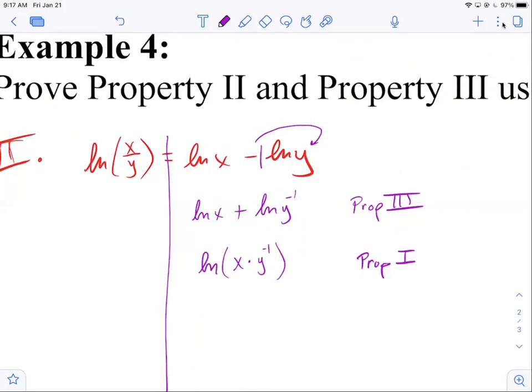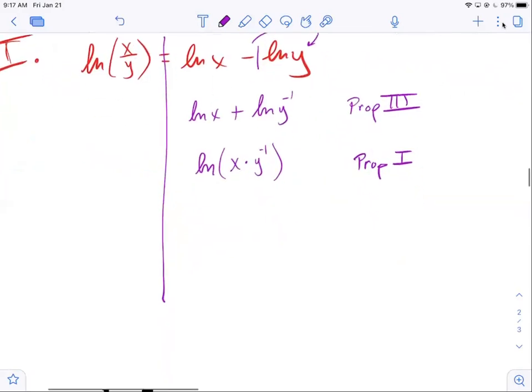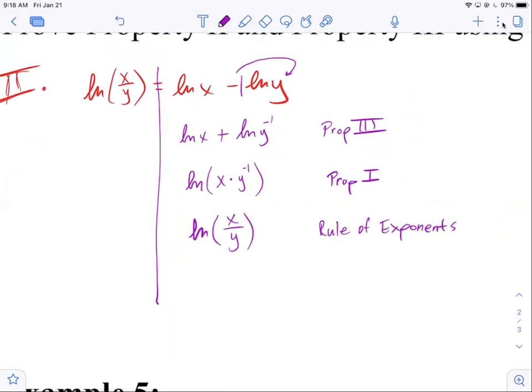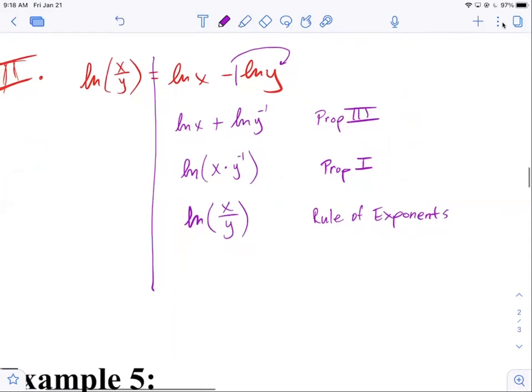So again, I'm allowed to use the other properties, I just can't use property 2. And now inside, I can simplify that. What's the natural log of x times y to the negative first? It's x over y. And this would be the rule of exponents, just a generic rule of exponents. And now does the left side look like the right side except for the color change? Yes. So now at the bottom, you typically write QED.